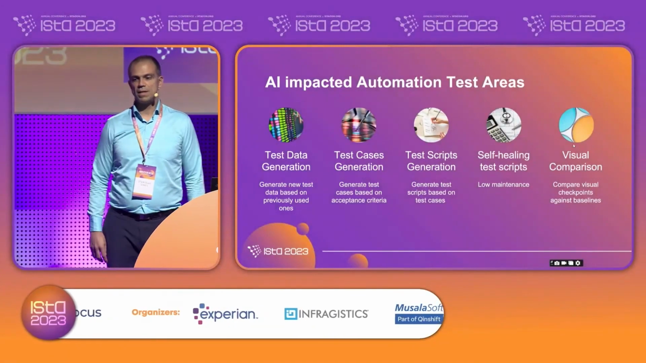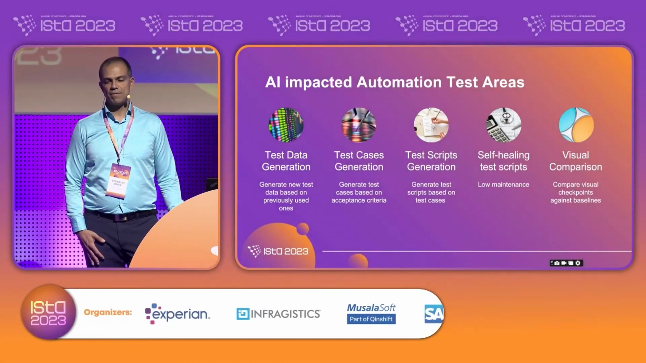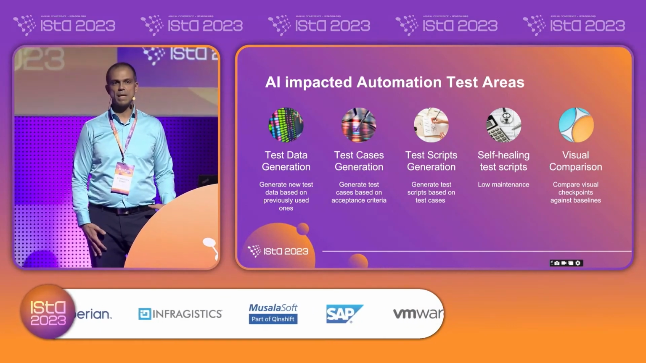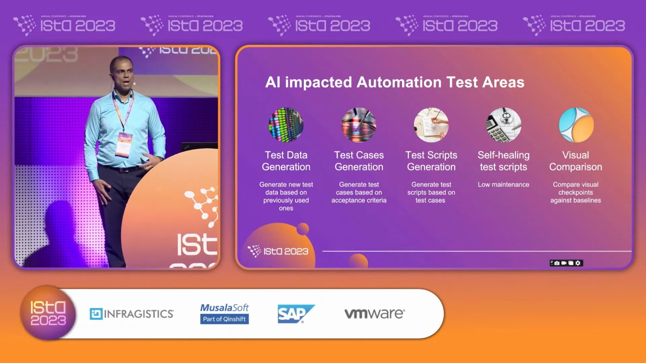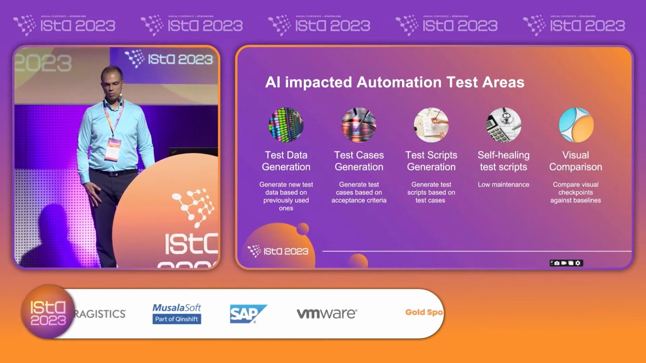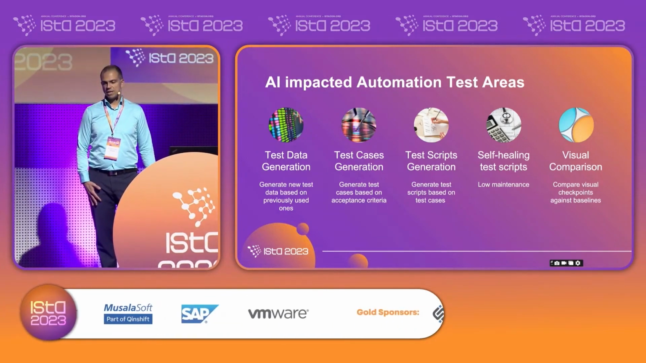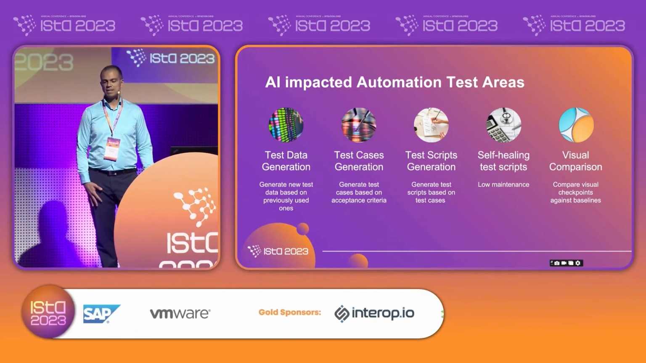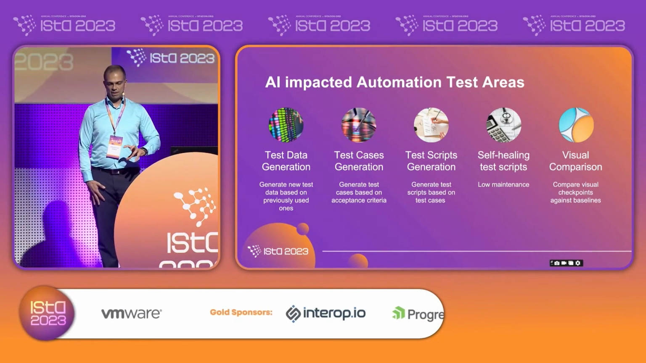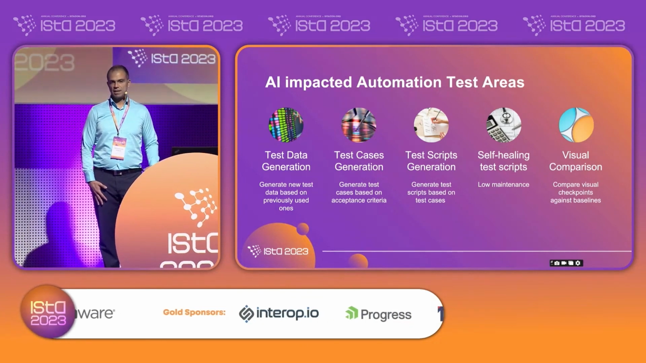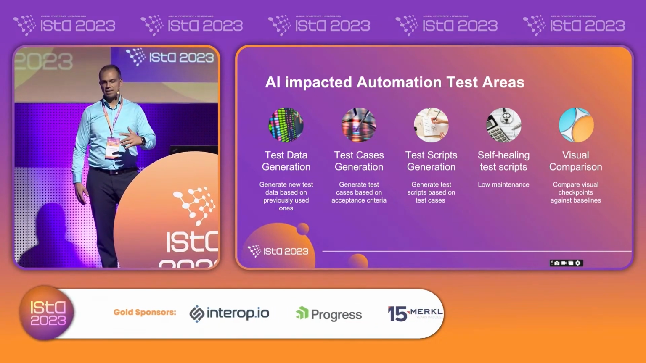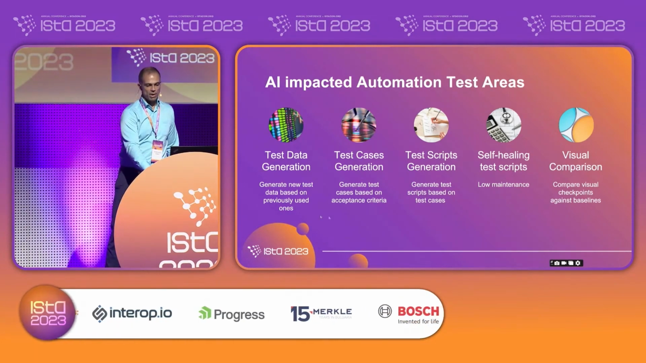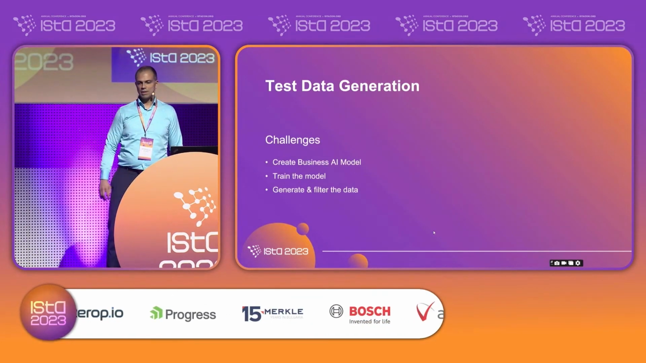So, as you can see, there are several areas that the AI steps in, and it even steps out of the normal automation testing routines, which are test scripts generation, self-healing, and visual comparison into these automation tests. But out of that, it is actually stepping in the test data generation and test cases generation as well. So let's go one by one into these categories.